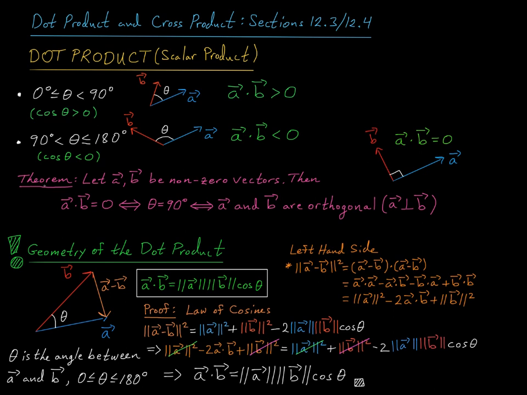Let's state this as a theorem just because it's so important and useful. It says let A and B be non-zero vectors, then A dot B equals 0 is equivalent to the angle between them being 90 degrees, which is equivalent to saying that A and B are orthogonal, or in other words, perpendicular. And we can denote that two vectors are orthogonal using a shorthand notation where we use this upside down T there. So this is telling us that A and B are orthogonal.